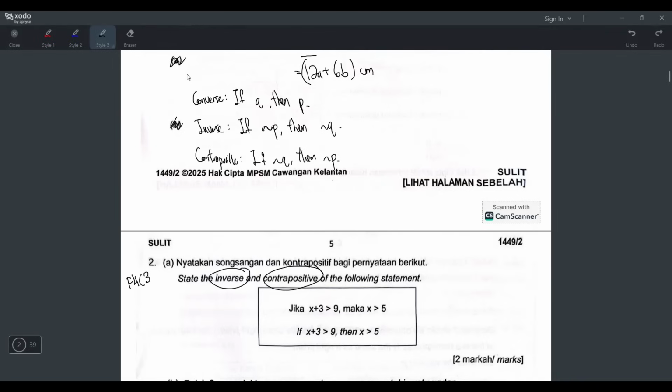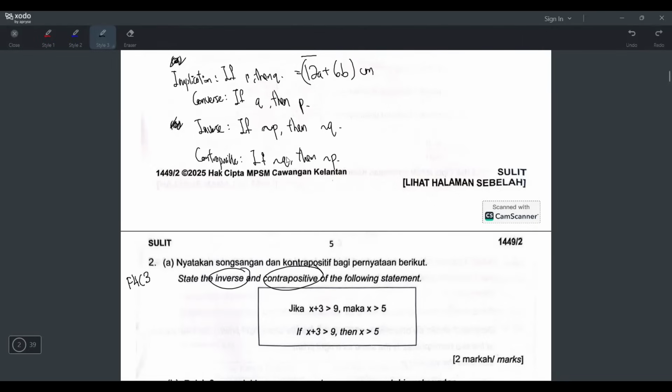But usually the soalan will give you the implication, and the implication format will be if P then Q. Your job is to straight away tentukan your P and Q, and straight away underline it if the soalan gives you. After that, if they want converse, you take the P and Q and you flip, you tukar tempat. And then kalau dia nak inverse, jangan tukar tempat, just do negation for P and Q. And then kalau contrapositive, tukar tempat and do negation.